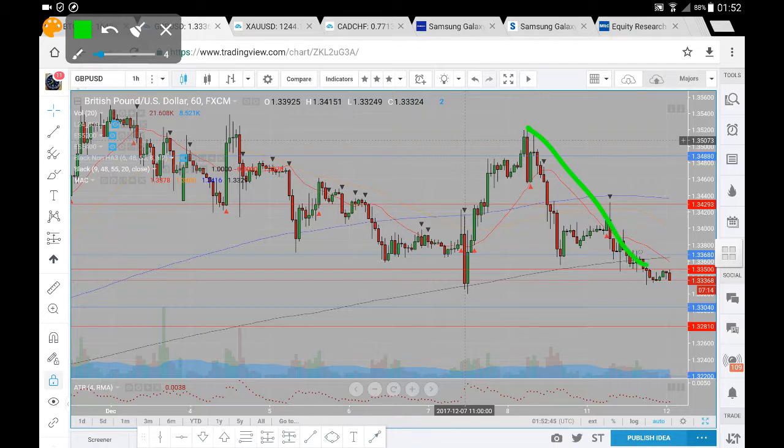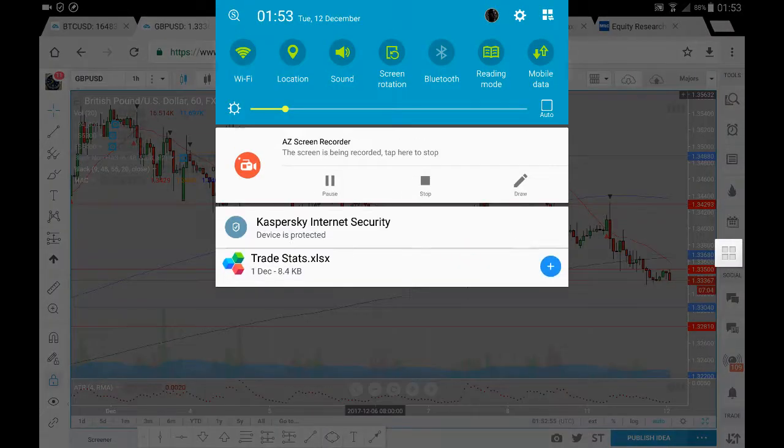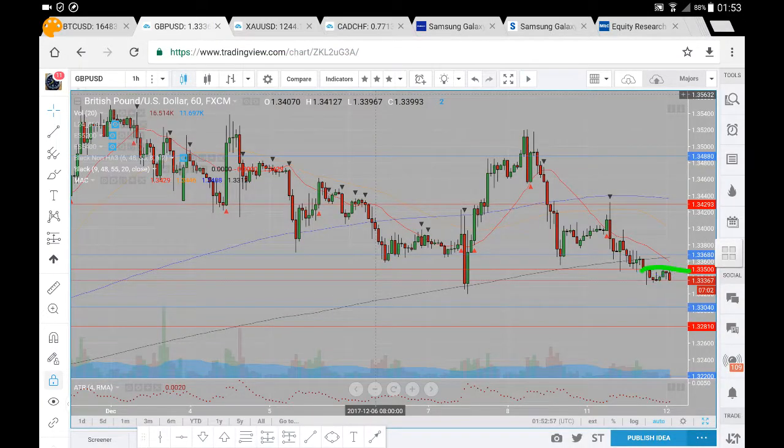Now, prices have come down towards this 33.50. This is the horizontal level we are looking at present. Bear with me a second here. So the horizontal level that we are looking at is 33.50. We do appear to be having a rejection of that 33.50 at the moment.